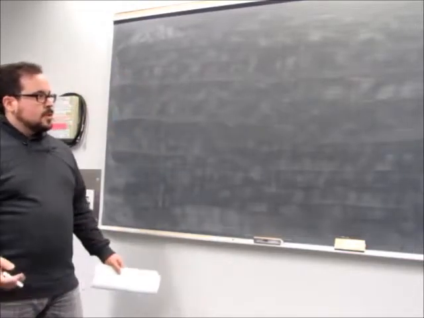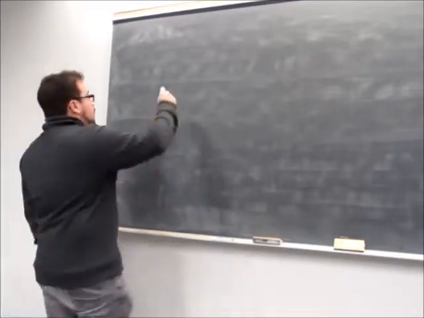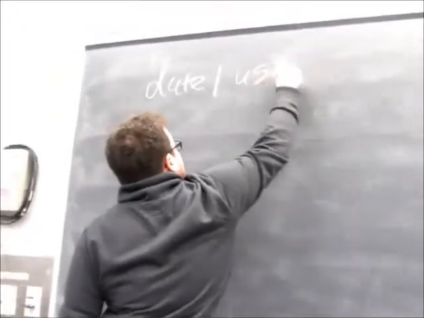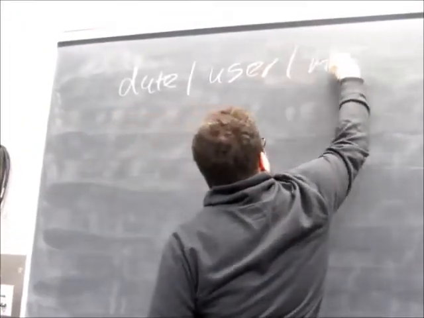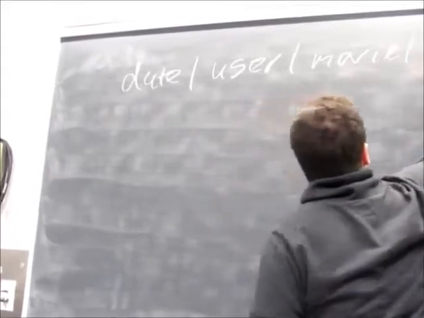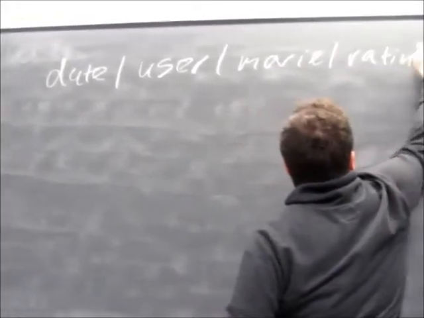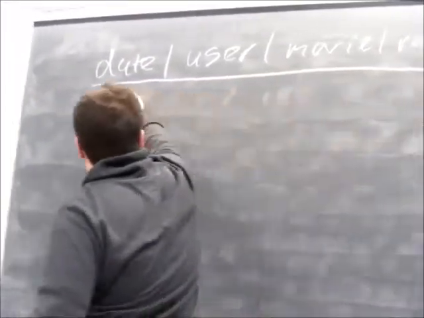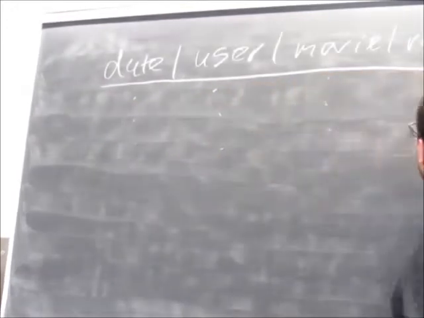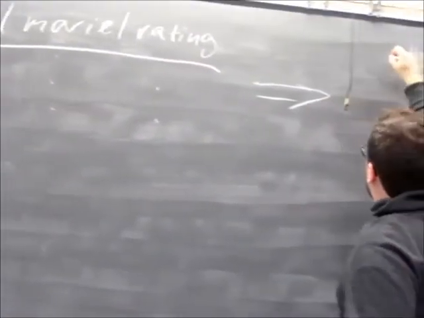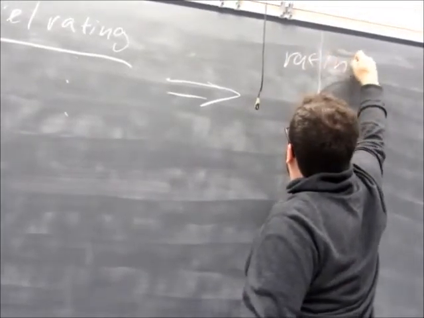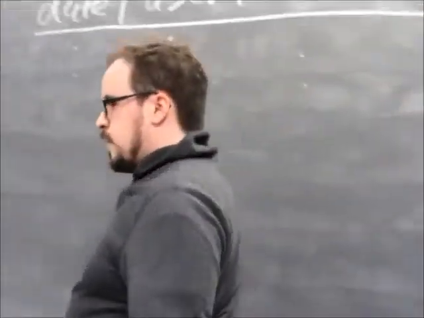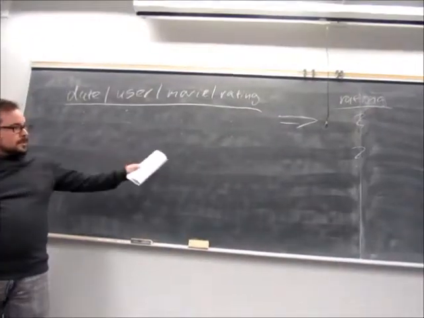So, in the competition, competitors were given a data frame that looks something like this, where they have a date, a user, a movie, and a rating. And they had to use this to try and predict another set of identical data, but without the rating. So, the challenge is, how do we go from previous ratings to new ratings?